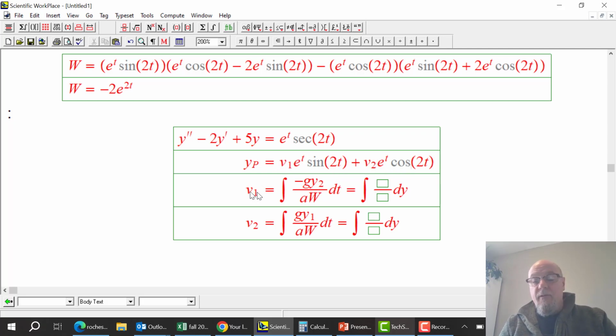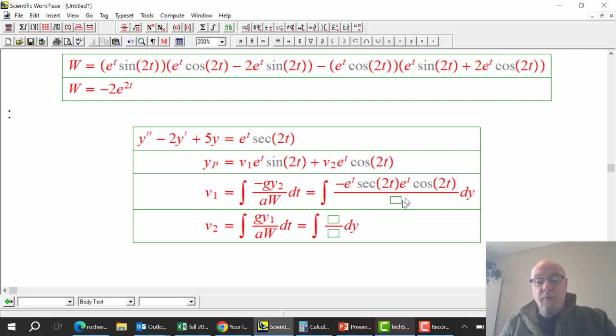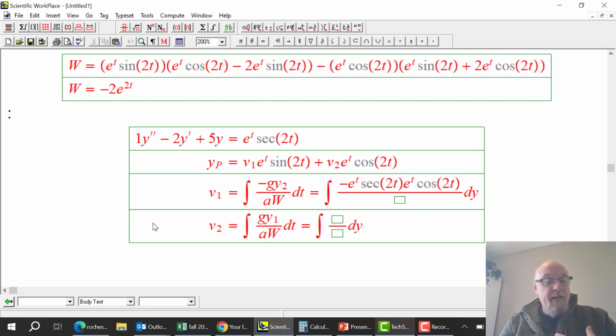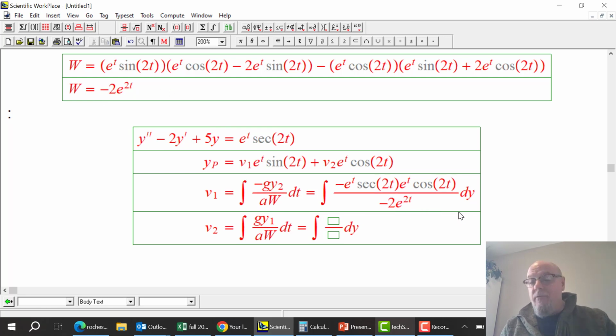The v's have the formula: v1 is equal to the integral of minus g y2 over a times the Wronskian. The v1 has the minus, so let's get that. Minus the g, the target function. The g is the non-homogeneous part. So in our case, the g is the e to the t secant 2t. The v1 has the y2 in it, so I'm multiplying by the y2. And then we're dividing by a times the Wronskian. The a is the coefficient in front of the y double prime. In that case, that's just 1, so I won't write it. The Wronskian is our minus 2 e to the 2t.